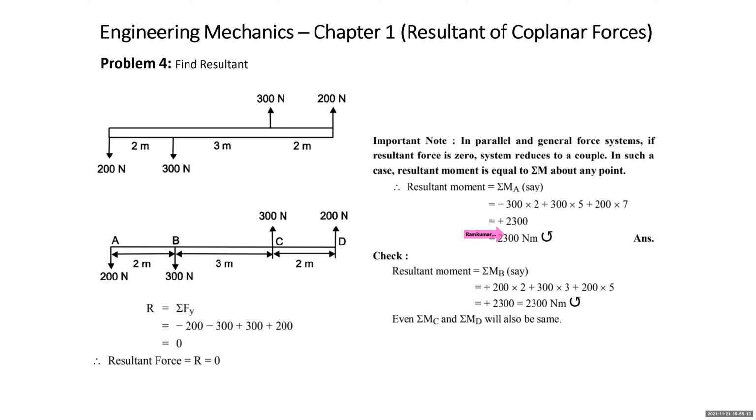Since all forces are parallel to the y-axis, we'll say R is equal to sigma Fy. Just see that. This 200 down negative, 300 down negative, 300 up positive, 200 up positive. Sum them up, it comes 0. That means resultant force R is 0. Clear? Now, you remember what I had said in the limitation of Lami's theorem? Lami's theorem is not applicable when the resultant of a parallel or general force system is 0.